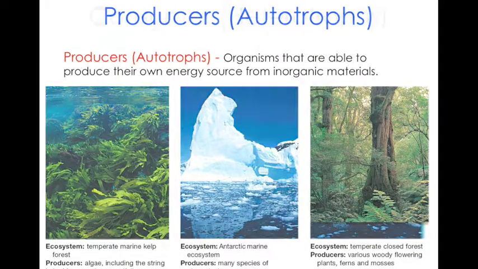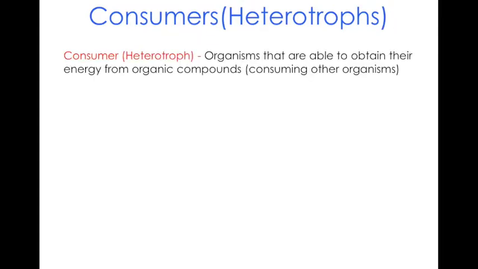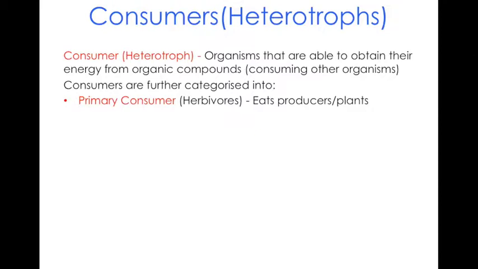Okay. Now the consumers, we call them heterotrophs. The consumers obtain energy by consuming other organisms, and we categorize them differently. We break them down into what type of organisms they consume. The primary consumers are your herbivores. They're the ones that eat the plants. They eat the producers in the ecosystem: the plants, the algae, the phytoplankton, and so forth. Your secondary consumers are your carnivores.